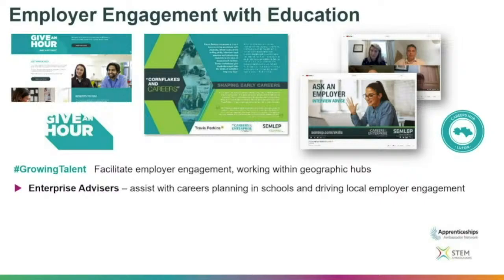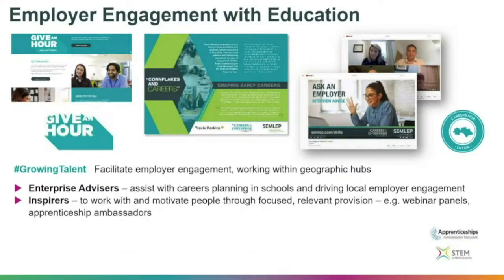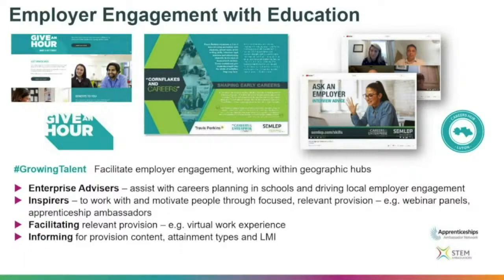So we look for enterprise advisors to actually help the schools and the careers leaders in particular with employer engagement, maybe a little bit of strategy occasionally, with inspirers to actually get business people in front of young people, facilitating. So this could be work experience as it was in the past, but now virtual, things like virtual work experience, and helping inform, making sure that we're aware of what those needs are.